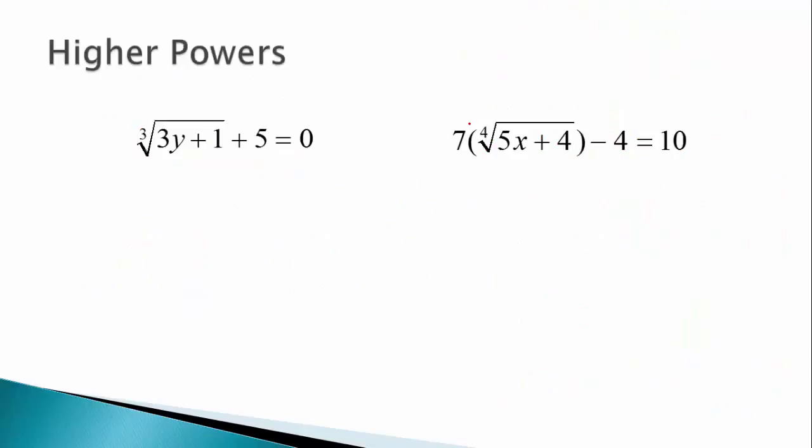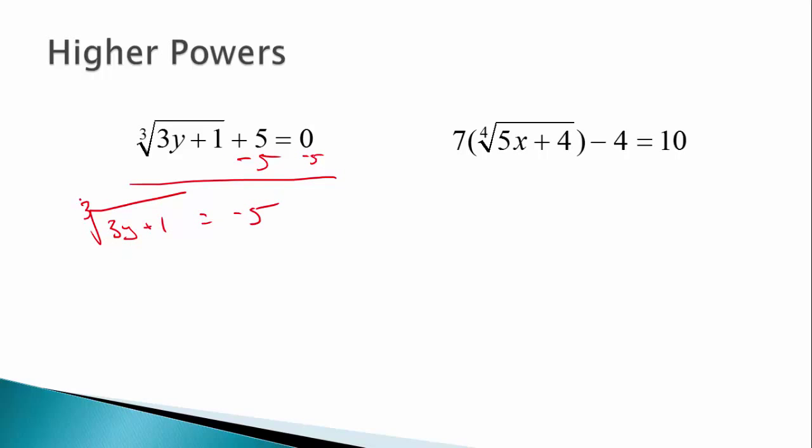Okay, so let's talk about what happens when we have higher indexes and higher powers. The algebra is going to be exactly the same. So for the first one, I've got the cube root of 3y plus 1, plus 5 equals 0. Again, I'm going to isolate my radical. So I'll subtract 5 from both sides. Now I've got the cube root of 3y plus 1 equals negative 5.